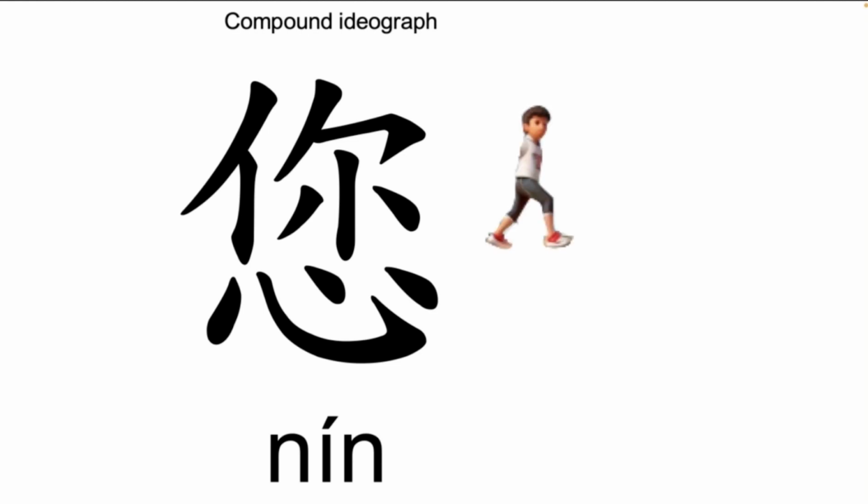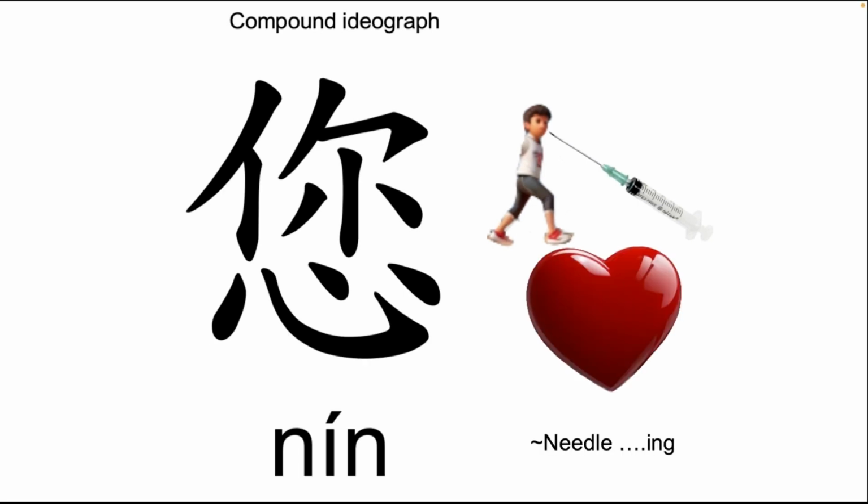We can visualize this by adding a heart below a person pointed to by a needle. This helps us remember the writing of nin. When writing, we revert the needle back to an arrow. The needle is only imagined during pronunciation. By switching between arrow and needle, we can remember both the pronunciation and writing of nin. When pronouncing, think of needle, and when writing, think of arrow.